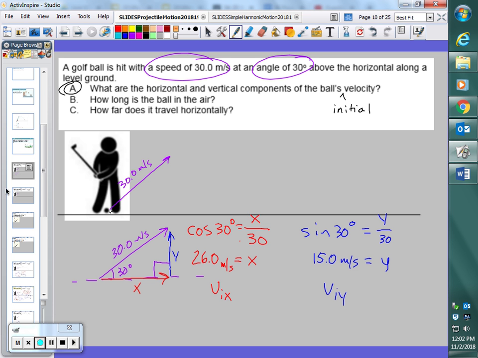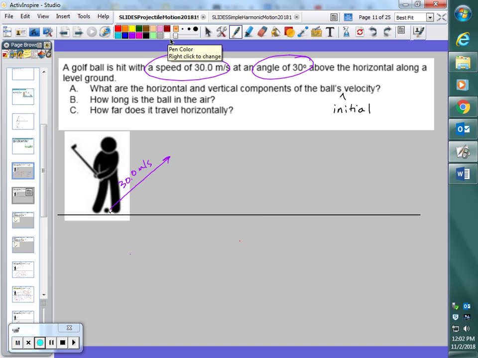Okay. I'm going to start up a new screen because I run out of space here. We're going to work on problems B and C here, so you guys have more room on your page. All right, so let's take a look here at question B. How long is the ball in the air? Hopefully at this point, if you read a question that says how long is the ball in the air, you can figure out that that question is asking you to solve for time, right? That's part of doing these problems, identifying what we're looking for. If it says how long is the ball in the air, it's asking for time, right?